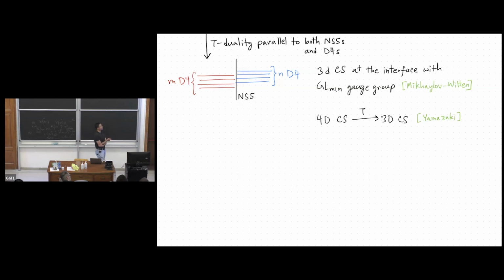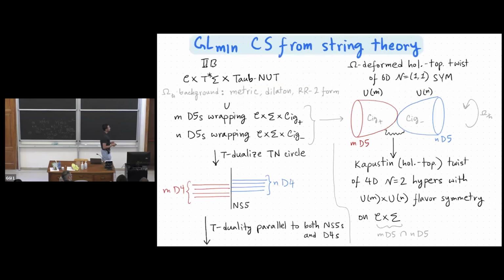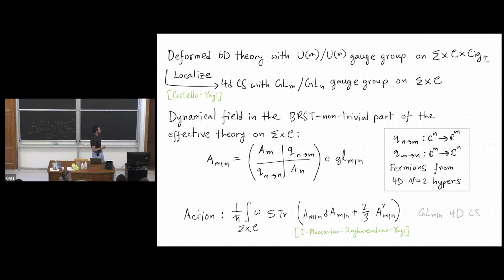And we also know from the work of Yamazaki that 3D Chern-Simons and 4D Chern-Simons are related by T-duality. And this T-duality is really this T-duality that I was doing. So you can kind of argue that this D4 brane setup where you have 5D theories with domain walls localizes at the domain wall to 4D Chern-Simons theory. But in any case, we can also arrive at this conclusion by explicitly doing the omega deformation.